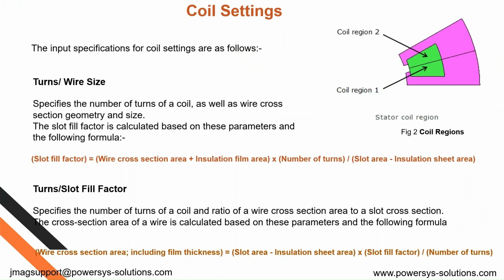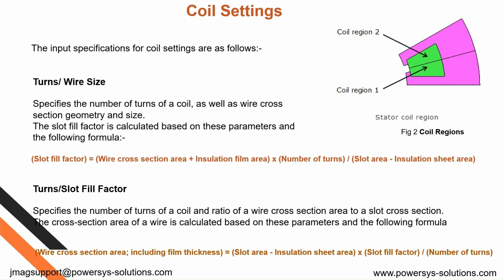By selecting turns per wire size, it specifies the number of turns of a coil as well as the wire cross-section geometry and size. The slot fill factor is calculated based upon these parameters, and the following formula is used for this input item. The slot fill factor is calculated as wire cross-section area plus insulation film area, times the total number of turns. So for all the turns, it calculates the entire area, which is divided by the slot area minus the insulation sheet area. We are not considering the insulation sheet area for this slot fill factor calculation.